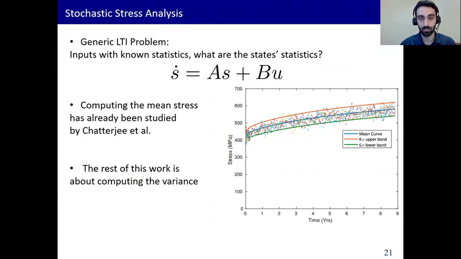At this point, the problem is formulated as: given an LTI system whose inputs have known statistics, what can we say about the statistics of the system states? Now, this is a generic LTI problem that has 2 components. First one is determining the mean response. Second is determining the variance of the response. Now, by linearity, we know that applying mean inputs would provide the mean outputs. And this has been studied before in the literature by the work of Chatterjee et al. And our work is concerned with computing the variance of the system states.